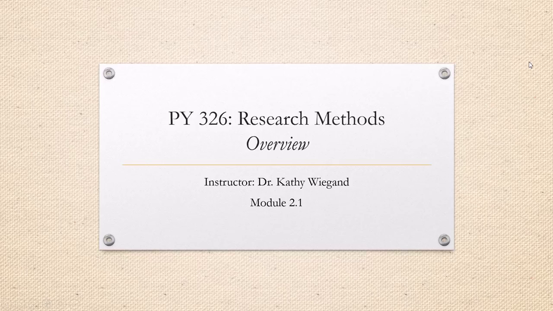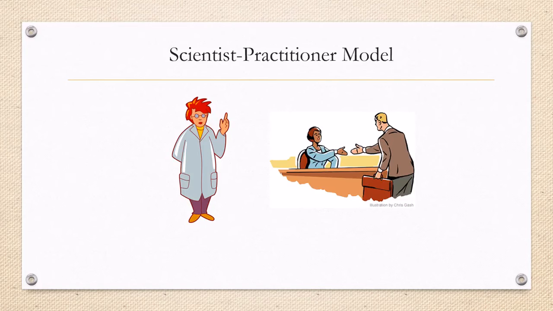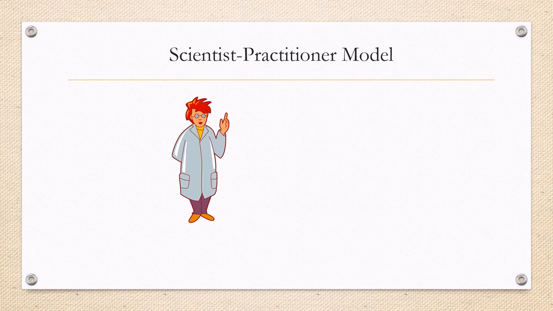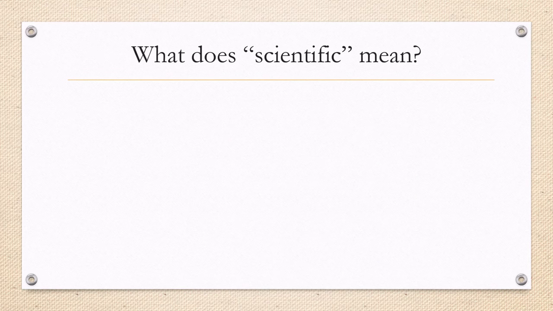This week, we're going to talk about research methods, and I will give you a brief overview of research methods and assessment as they're used in organizational psychology. As we talked about, IO uses the scientist-practitioner model, and this is the scientific side of it. So what does being scientific mean?